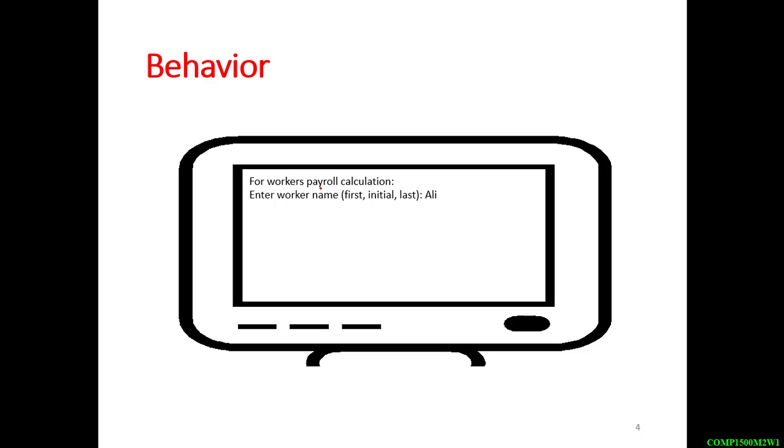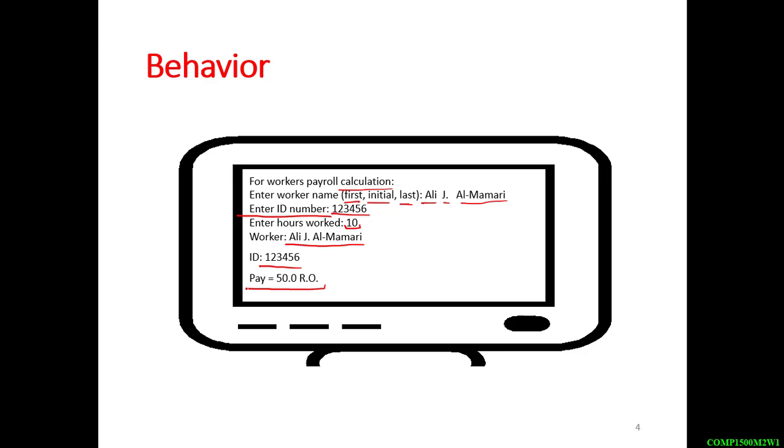We will say, for workers payroll calculation, please enter the worker's first name, initial and last name, like here, Ali J Al-Ma'mari. Then please enter the worker's ID. Then we are going to take how many hours he worked. Then we need to display the name of the worker, we need to display his ID, and we need to display the amount of money we are going to pay him.